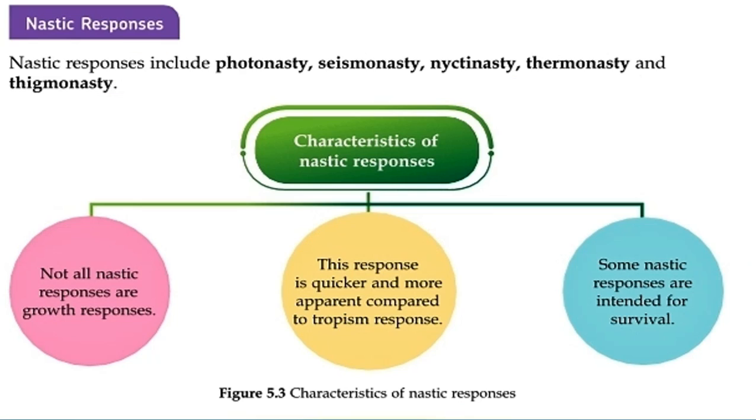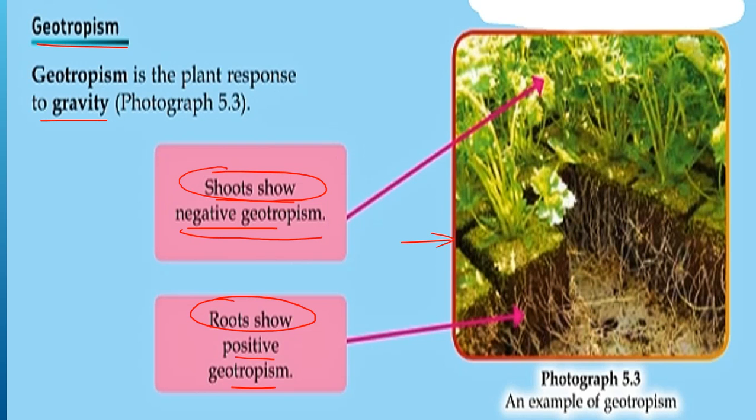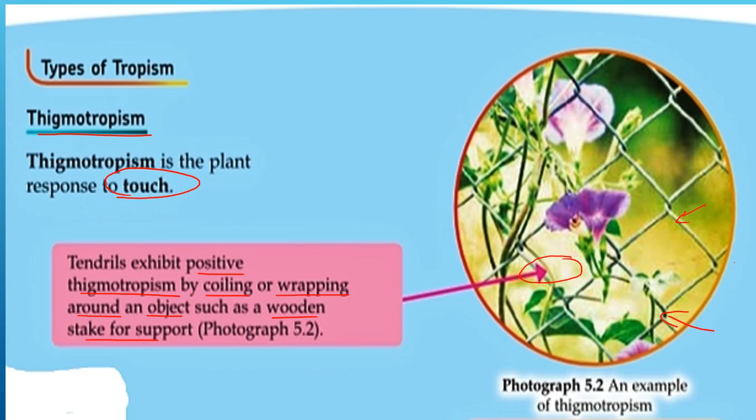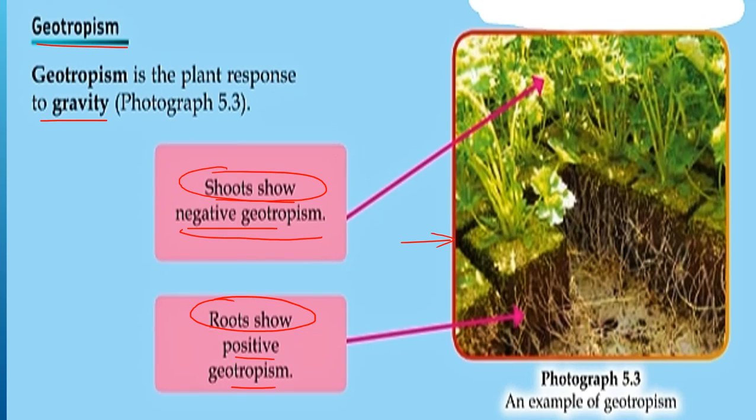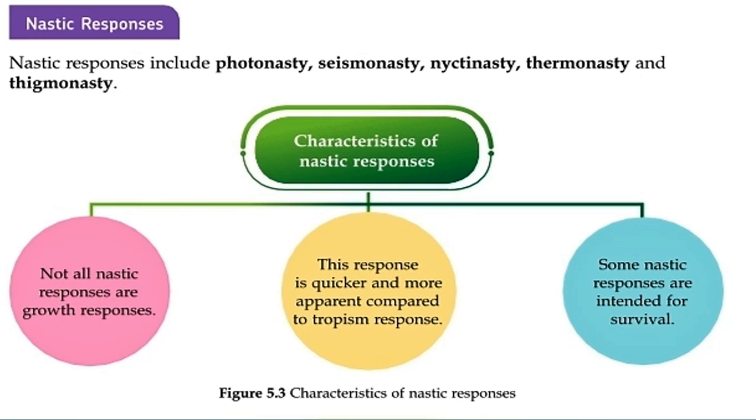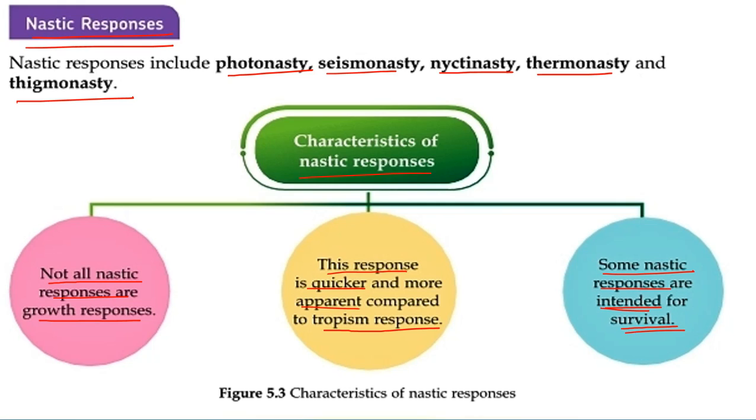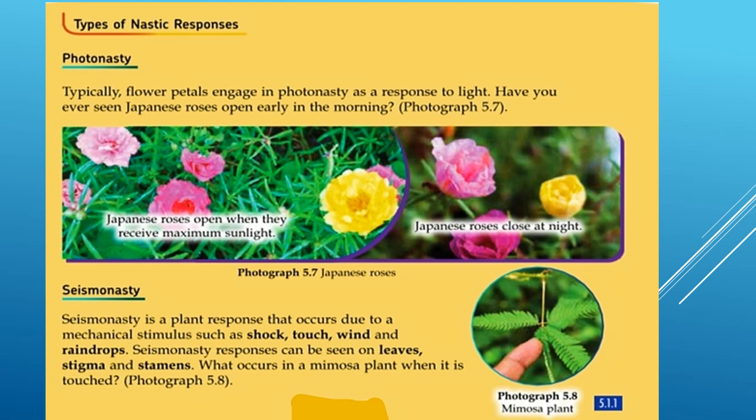So that is tropism: chemotropism, phototropism, hydrotropism, geotropism, and thigmotropism. Those are the types of tropism. So, how about nastic responses? Nastic responses include photonasty, seismonasty, nyctinasty, thermonasty, and thigmonasty. Characteristics of nastic responses: not all nastic responses are growth responses. This response is quicker and more apparent compared to tropism responses. Some nastic responses are intended for survival.